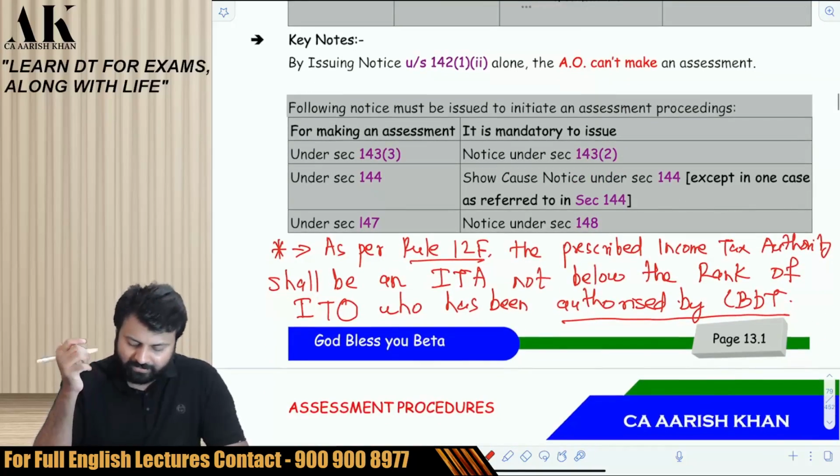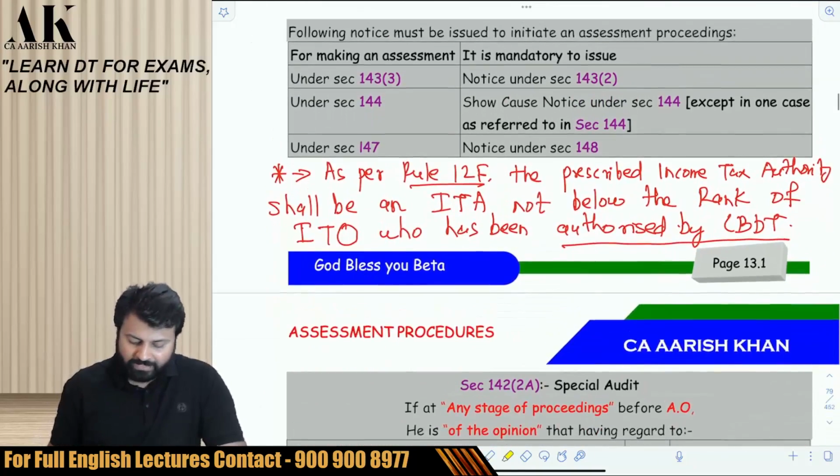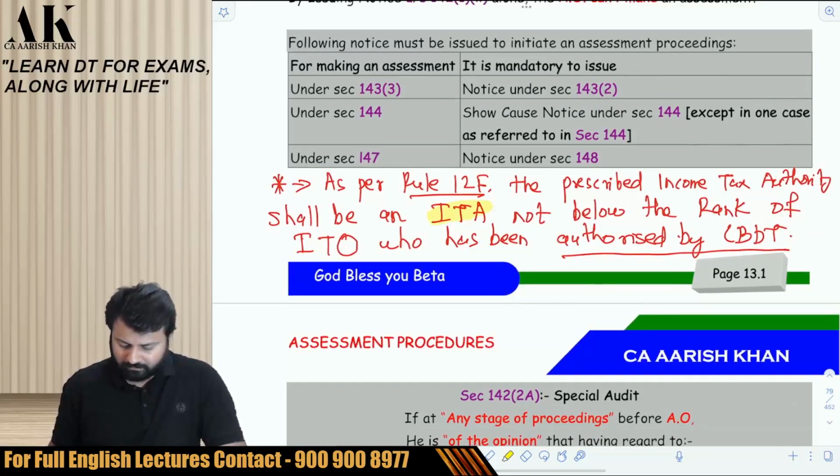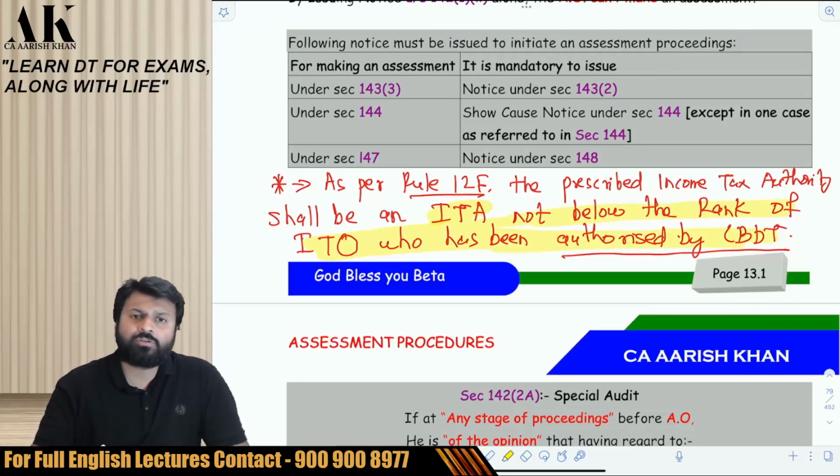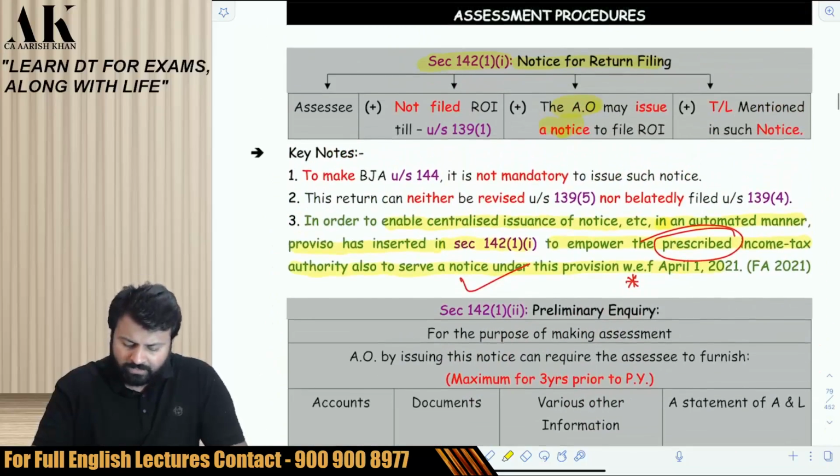Now, who are those prescribed income tax authority? You can see over here, prescribed income tax authority shall be an income tax authority not below the rank of what? Income tax officer who has been authorized by CBDT. So it can be any income tax authority not below the rank of what? ITO.